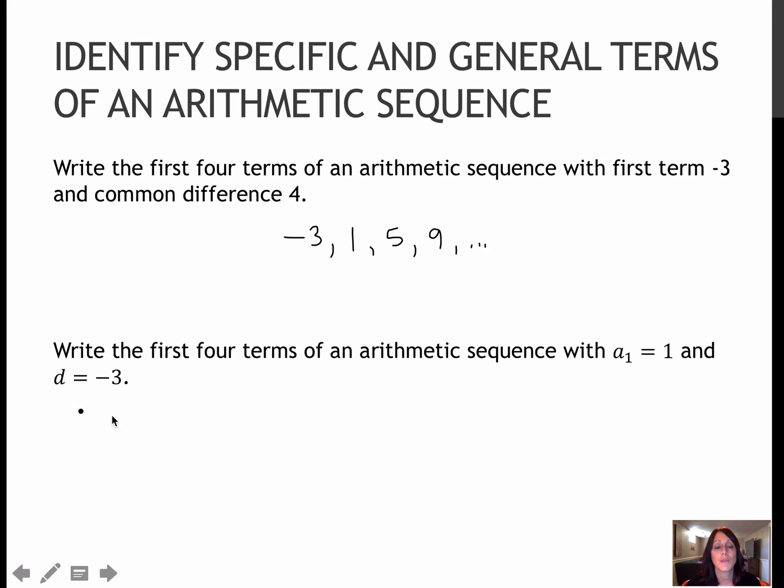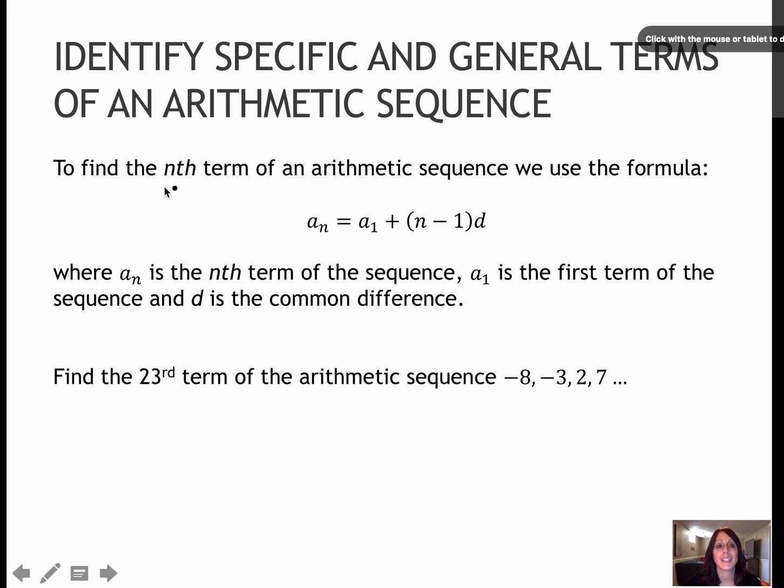Here's the same type of question, but notice that they are giving me a sub 1, which just means my first term is 1, and d, which is the common difference, is negative 3. So 1 minus 3 is negative 2. Subtract 3 again, and subtract 3 again. Continues on forever in that way.